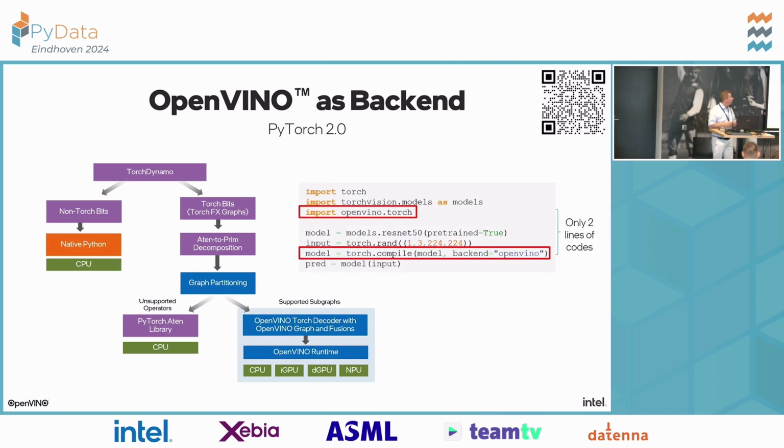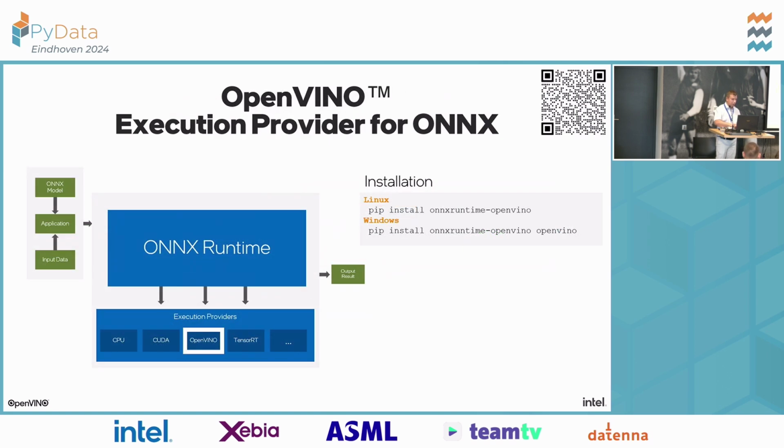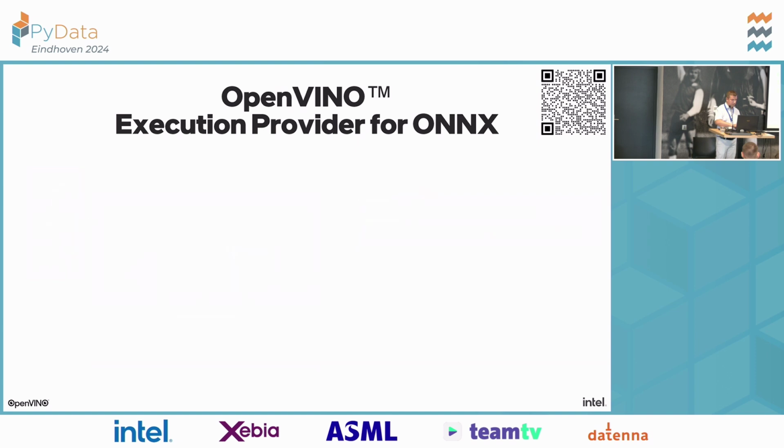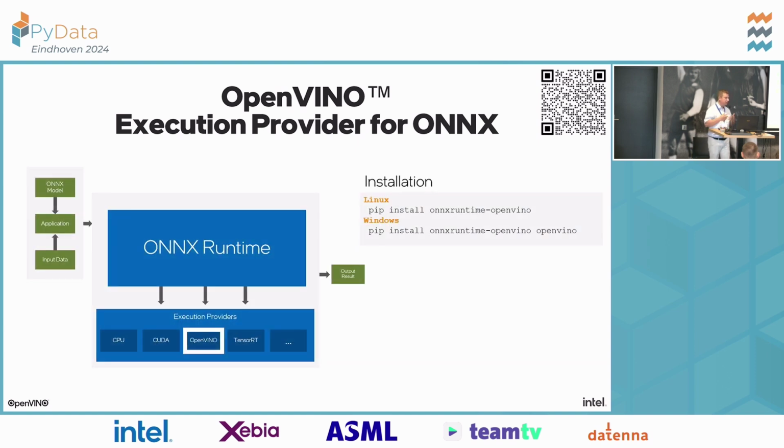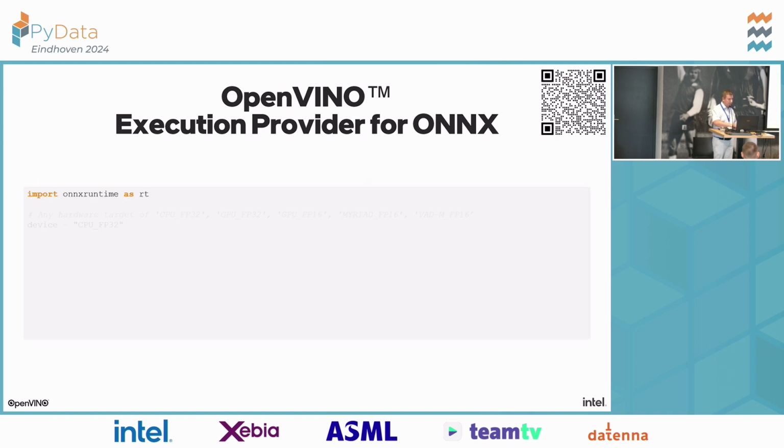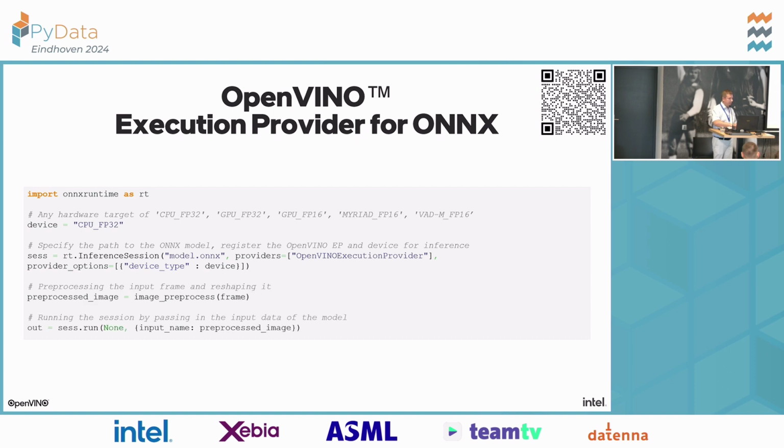For PyTorch, if you already have the application written in PyTorch, no problem to add OpenVINO as a backend. You can see just 2 lines of code. Not many things to explain. ONNX, also simple here. You can install the package similar to OpenVINO, and then, I just try to do it fast, in the inference session in your ONNX application, you select the OpenVINO provider. That's it. No code changes, but a boost of performance.